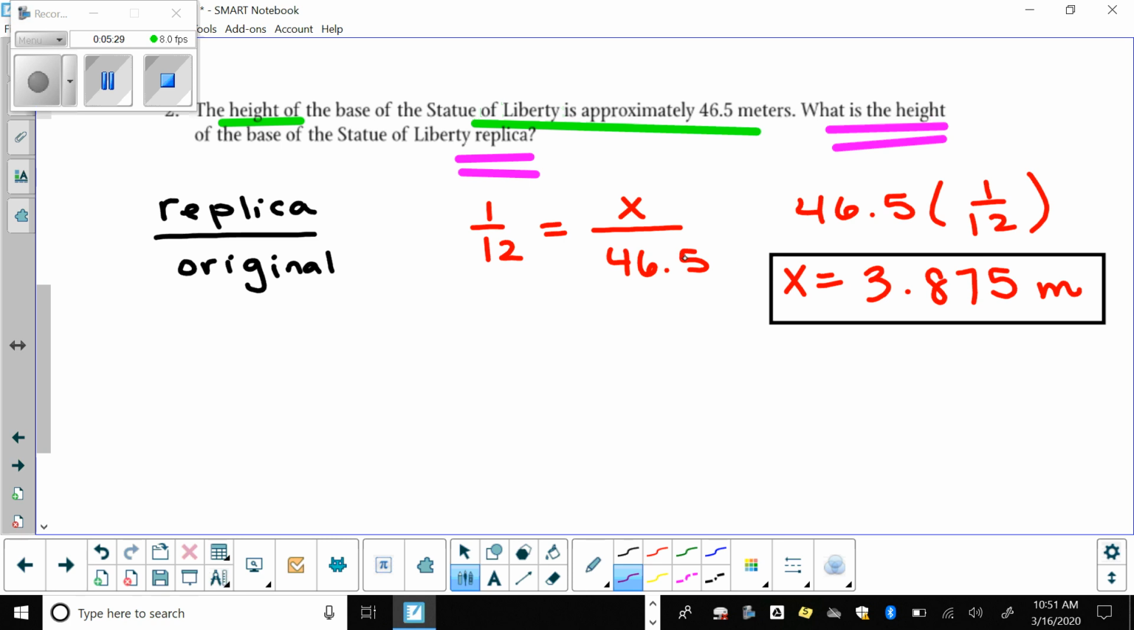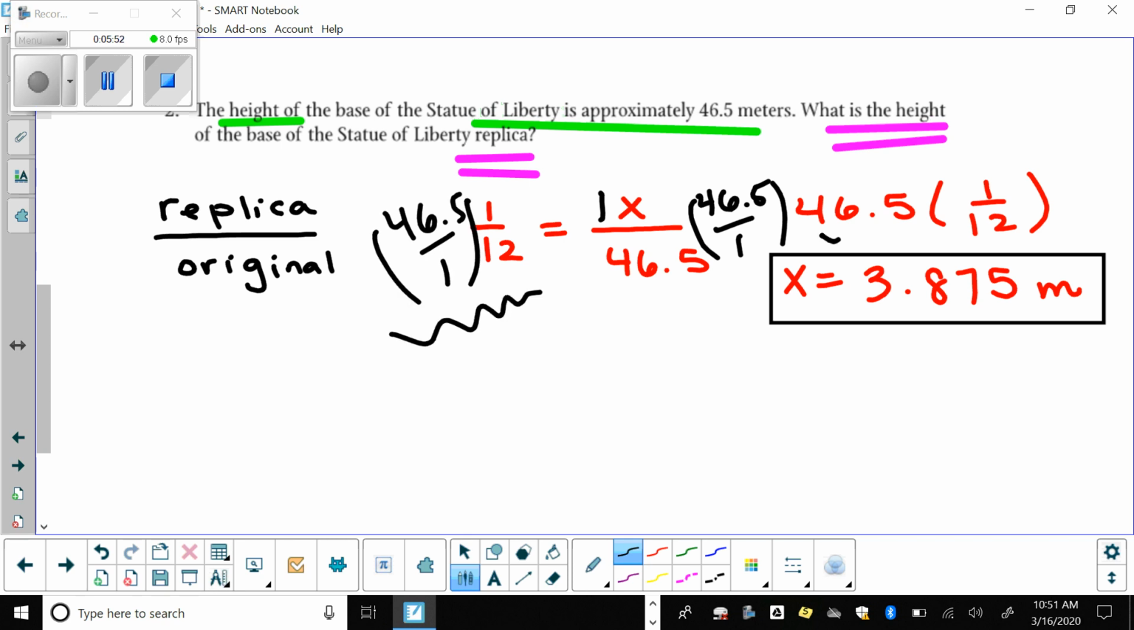The way I wrote it here, you could think of it as multiplying by the reciprocal. So taking 1 over 46.5, and if I flip it over or write it as the reciprocal, which is 46.5 over 1. And what I do to one side, I better do to the other side. And this is how I get this set up. And again, confirming my answer.